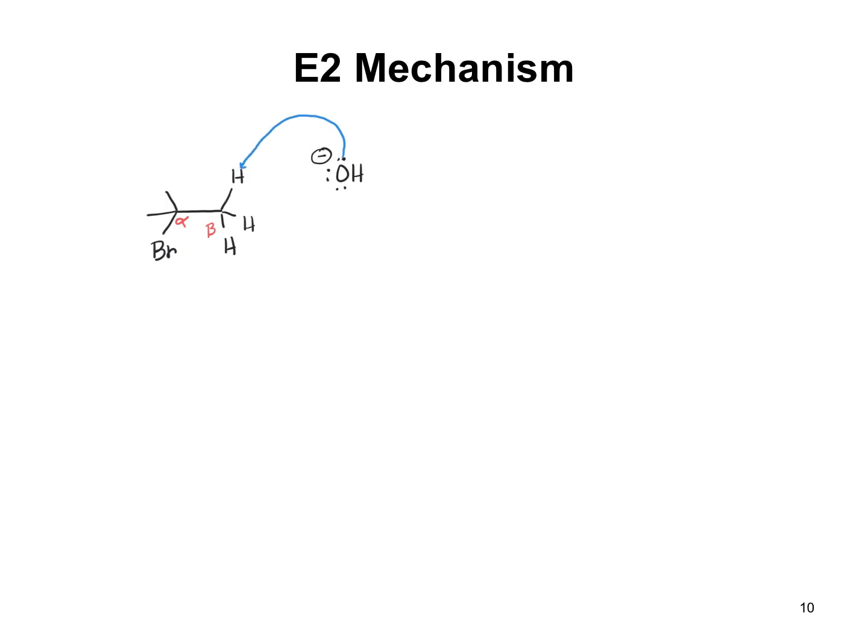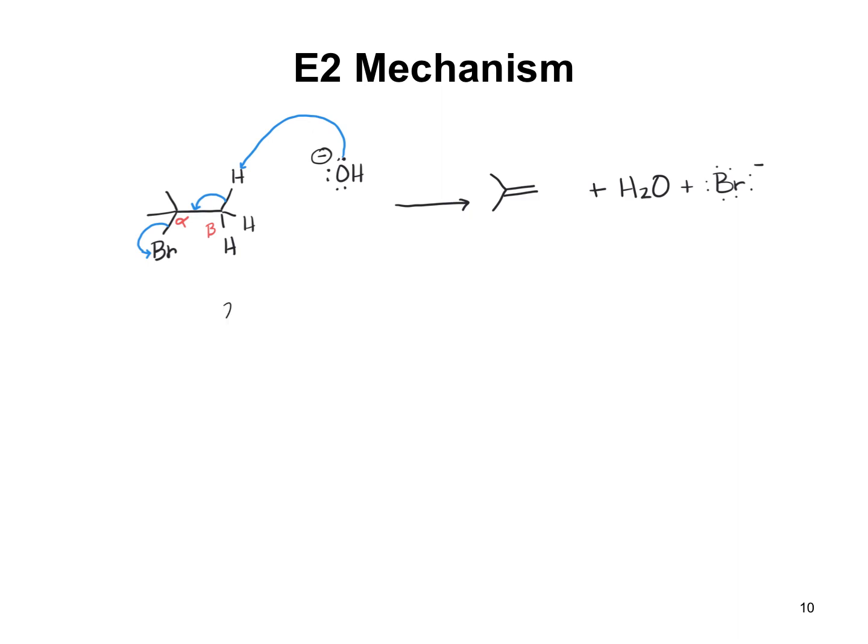When they grab a proton, these electrons hop down to make a double bond, and then these electrons go onto the bromine. We form a new bond, specifically a new pi bond, and water, and then bromine here. Now, when we look at this, this is the most common mechanism for dehydrohalogenation.